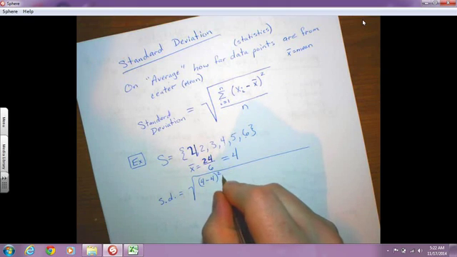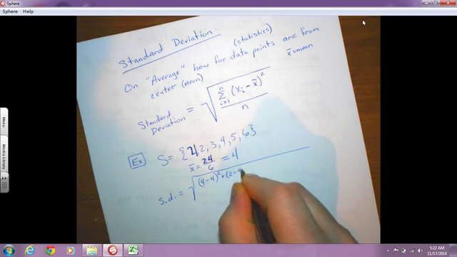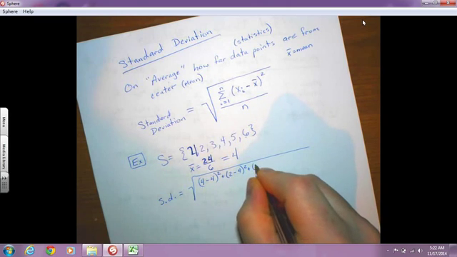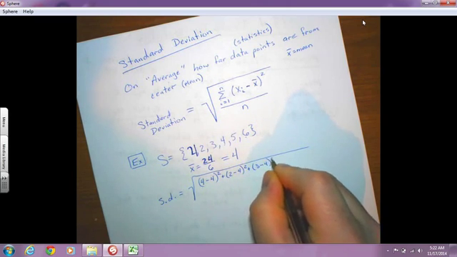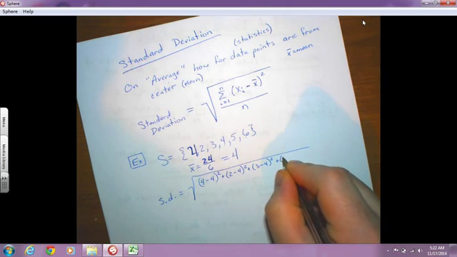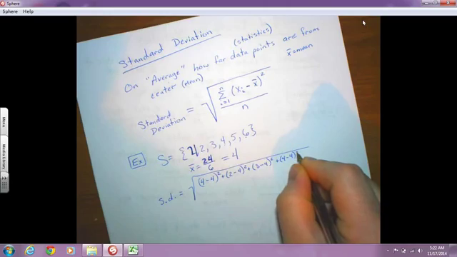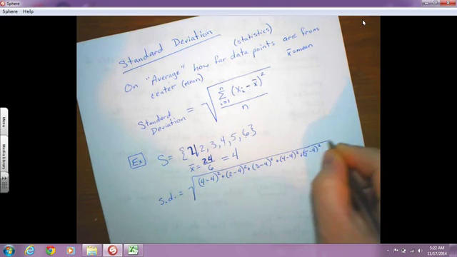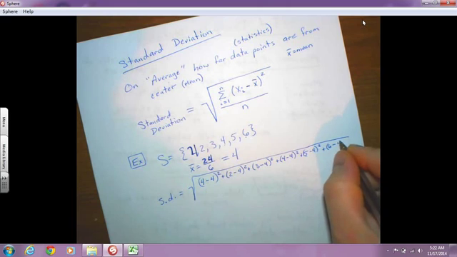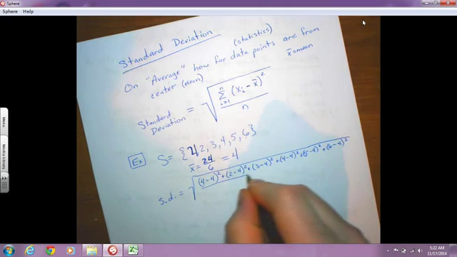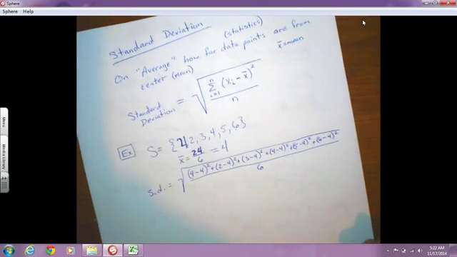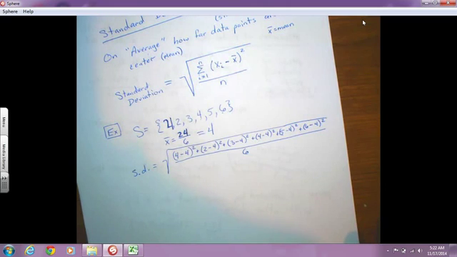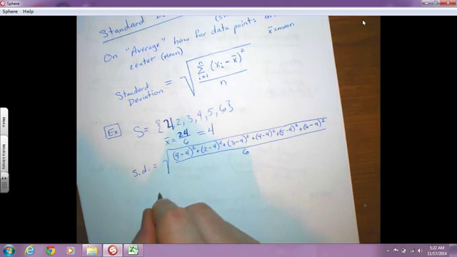squared plus the second value minus x bar squared plus the third value minus x bar squared plus the fourth value minus x bar squared plus the fifth value minus x bar squared plus the sixth and the last value finally minus x bar squared, and then we're going to divide all that by 6 because there were 6 values. And again, you can see why with a small data set it looks like it's a lot of math. With a large data set we wouldn't choose to do this by hand.